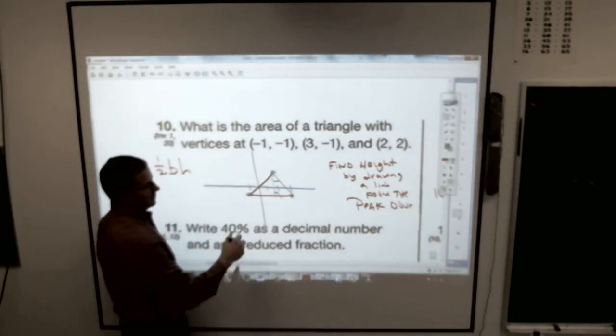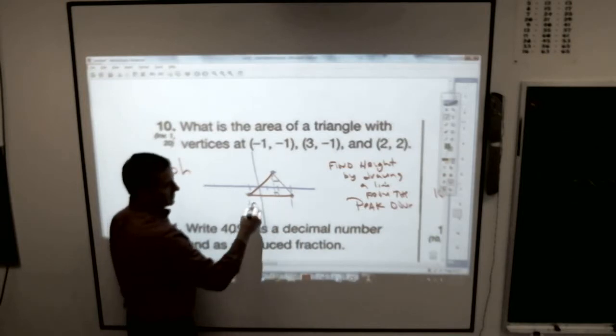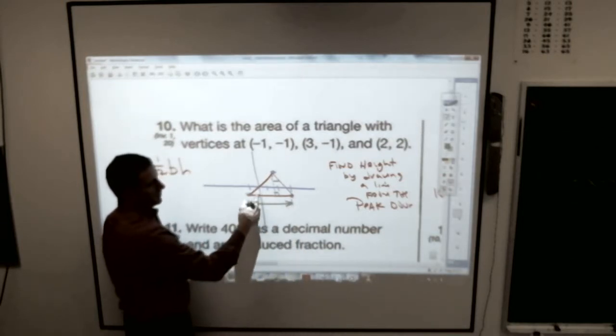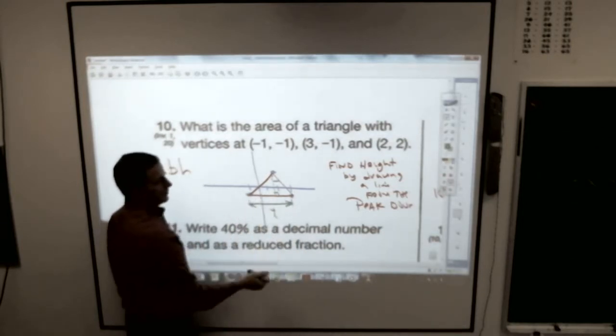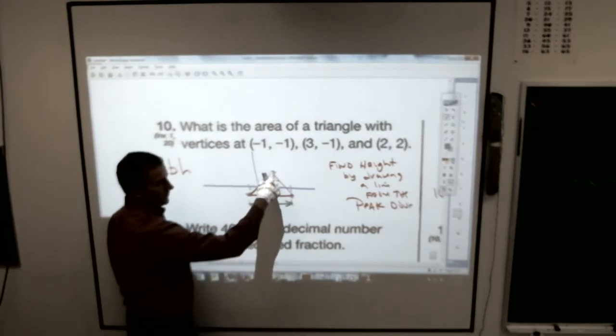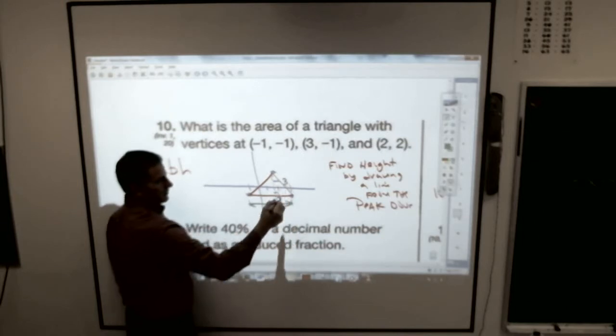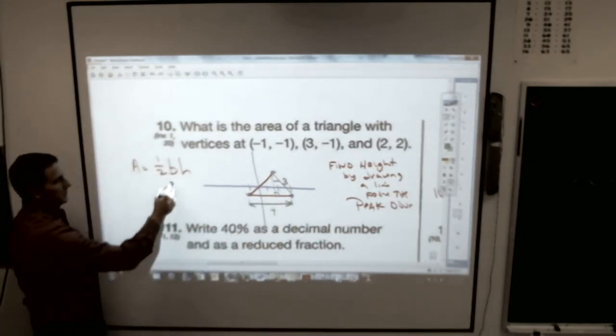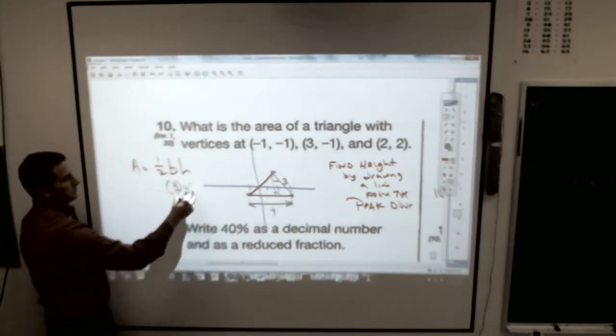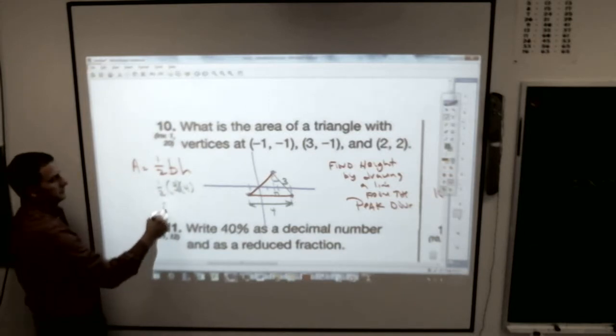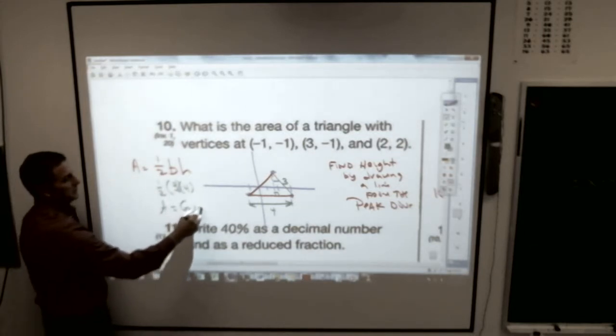So your base is going to be this distance, which is 1, 2, 3, 4. Your height is going to be how far it is from here to here, which is 1, 2, 3. So if you plug those two numbers in there, 3 times 4, and multiply it by a half, you get 6 units.